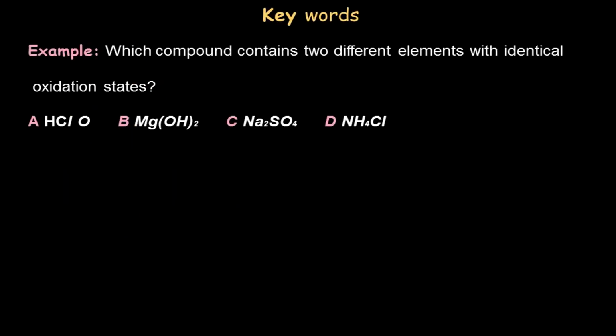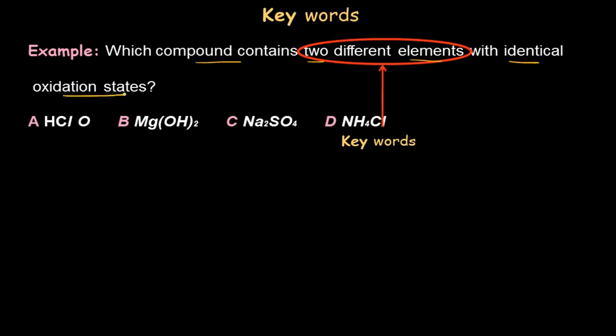So let's see what keywords we need to find when we are solving the MCQ paper, and this is the first example. Here are our keywords. It says, which compound contains two different elements with identical oxidation state. Now our first set of keywords is two different elements, and the other keyword is identical oxidation state. So keywords indicate what we are supposed to find out from the question and what we are supposed to look into in our answers.